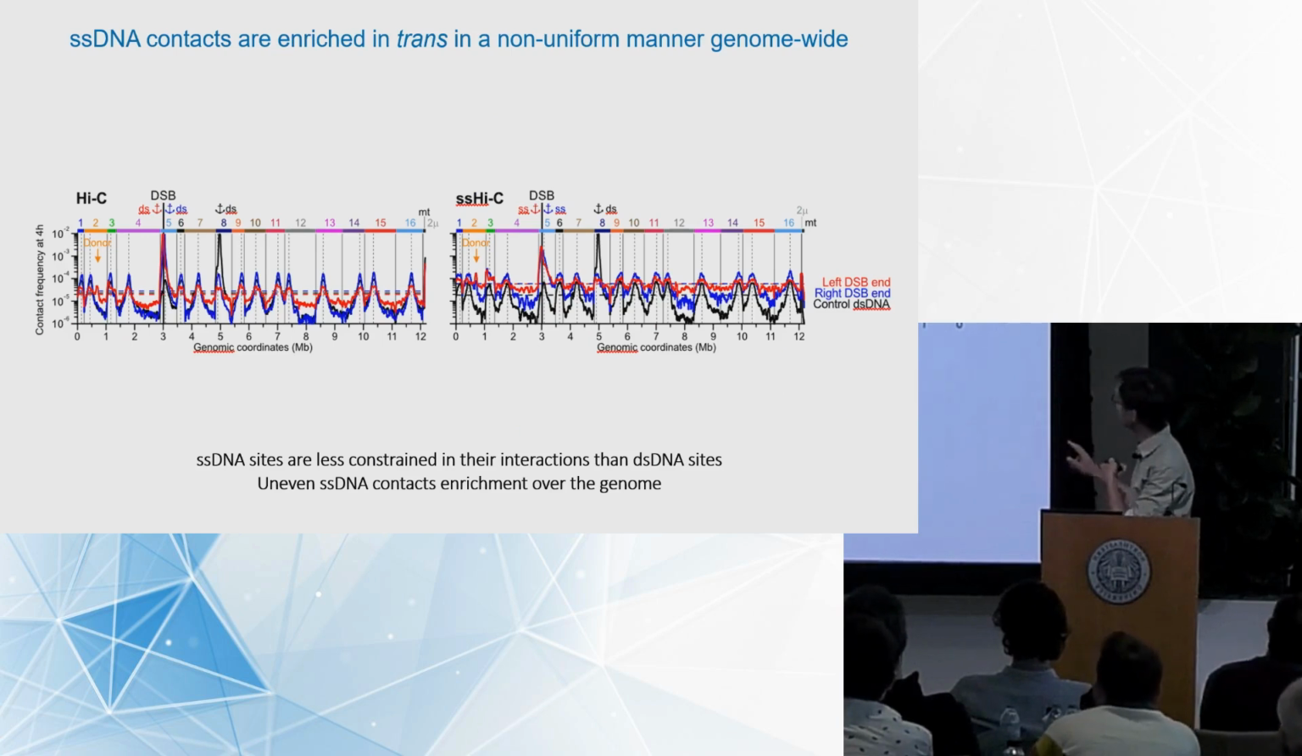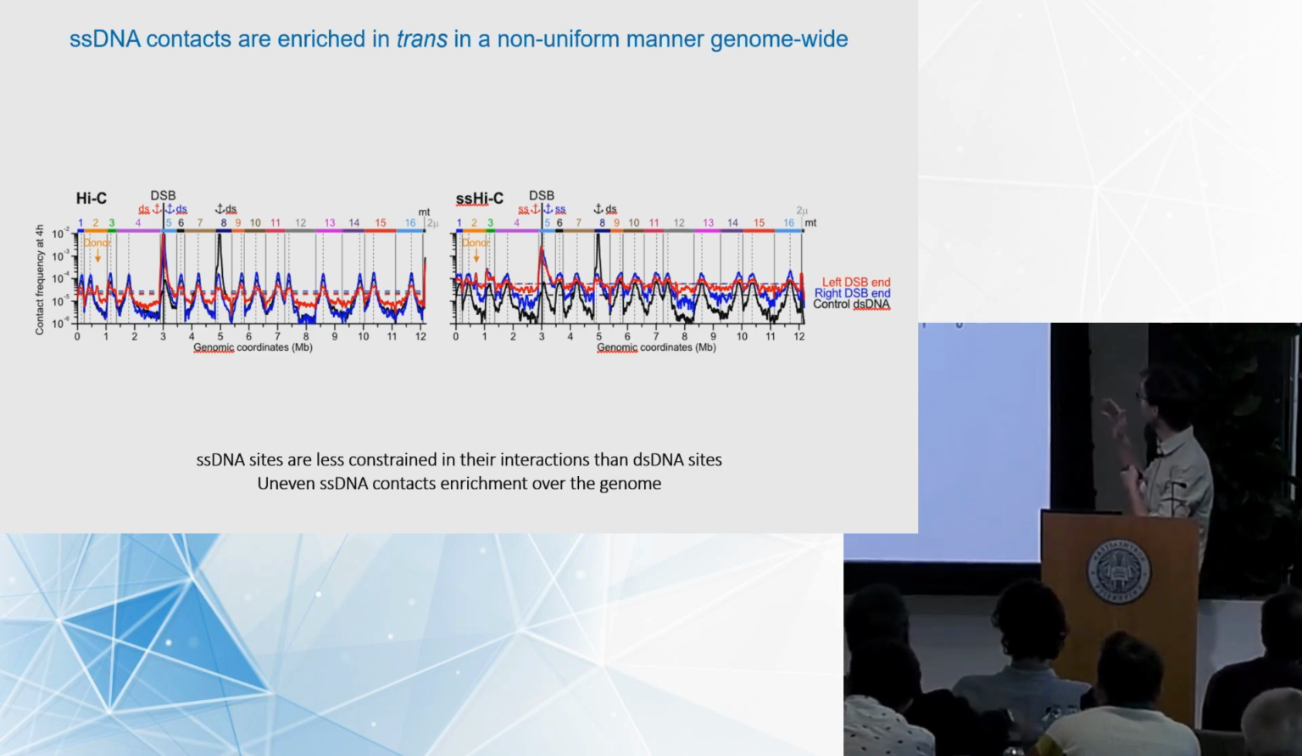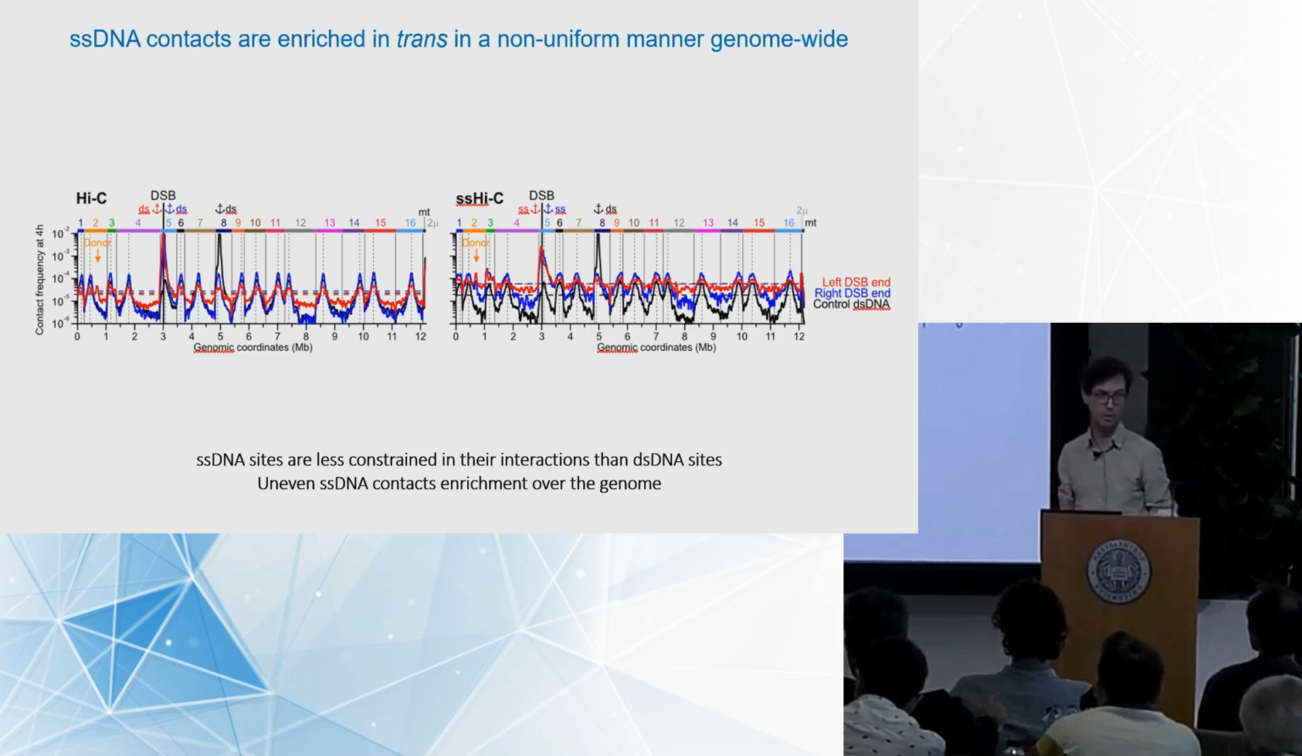So this is IC double-strand DNA on the left of the break, blue is the right of the break, and black is a control site that is at the same distance as the break site from the centromere, okay? And then single-strand DNA is the same, except that here we are looking at single-strand DNA contact. And immediately what you can see is that the contacts made by single-strand DNA are much less constrained in cis and are much more distributed on other chromosomes than contacts that are made by double-strand regions.